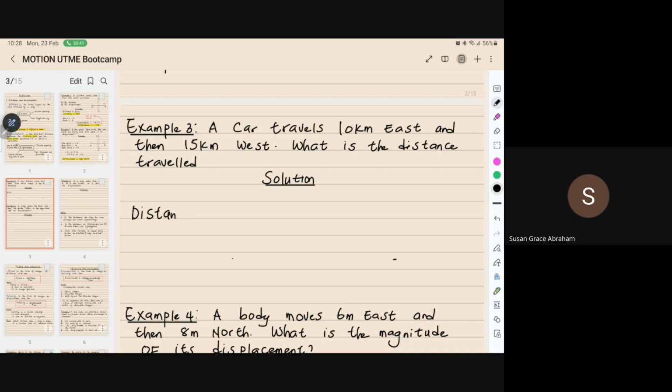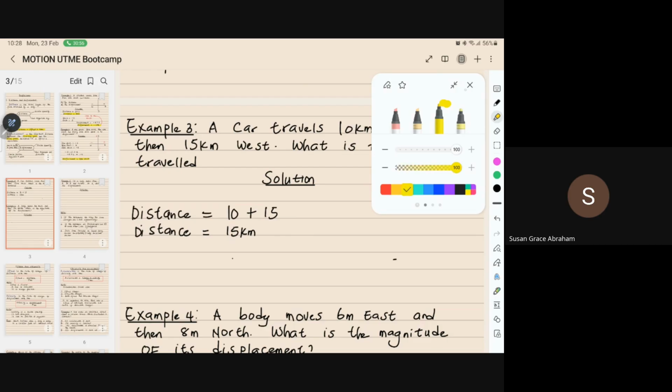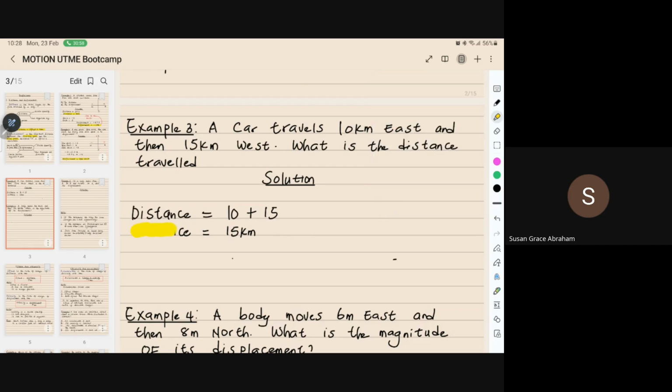So the distance right here, a very quick one. The distance is going to be equal to what? 10 plus 15. Nobody's asking you what the direction is going to be. So it's just the magnitude. So the distance is equal to what? 25 kilometers. All right, so that said, let's proceed to the next as fast as possible.